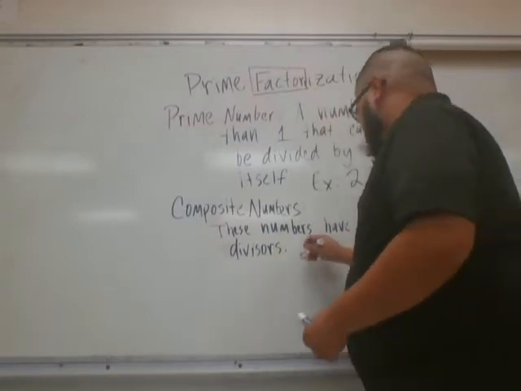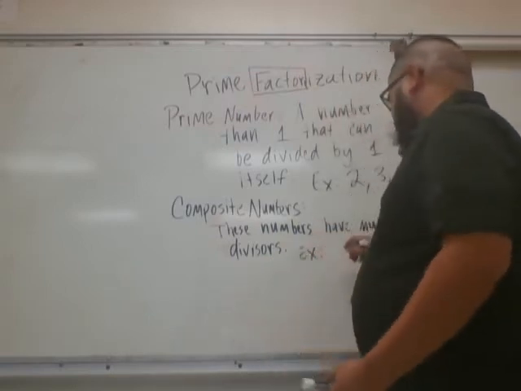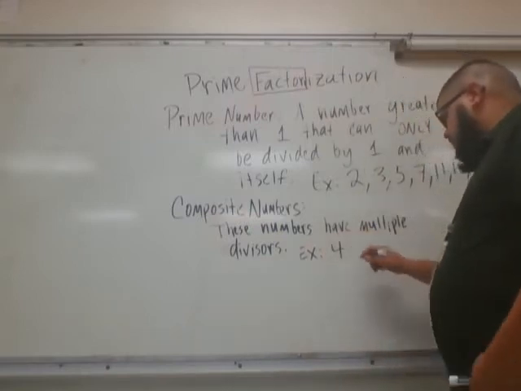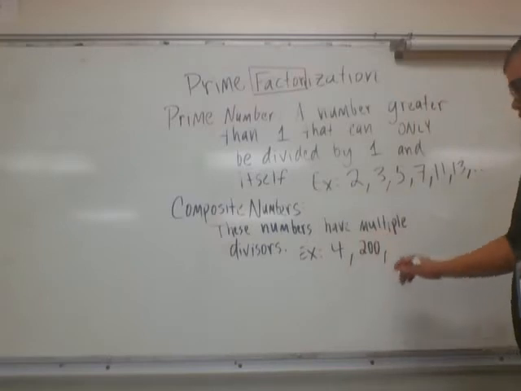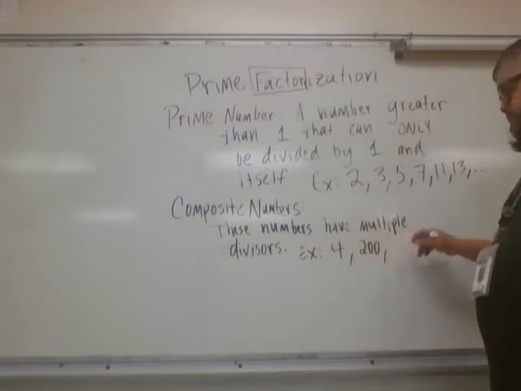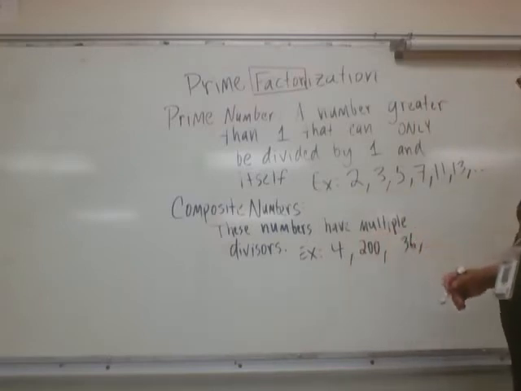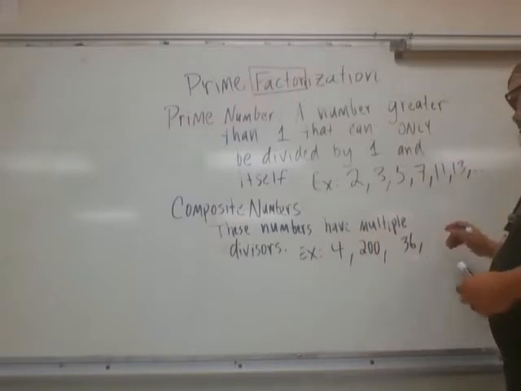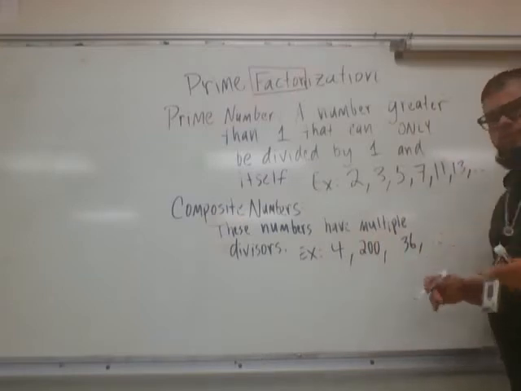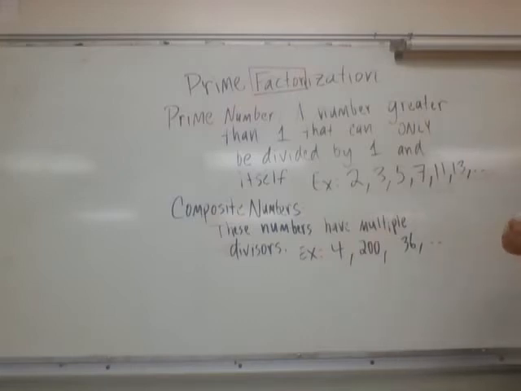Again, examples of these are 4, divisible by 2, and 200. I'm just naming a bunch of random ones, right? 36 can be divided by 9, 4, 2, 18. These types of things. There's a whole bunch of composite numbers as well. So those are some examples of composite numbers.